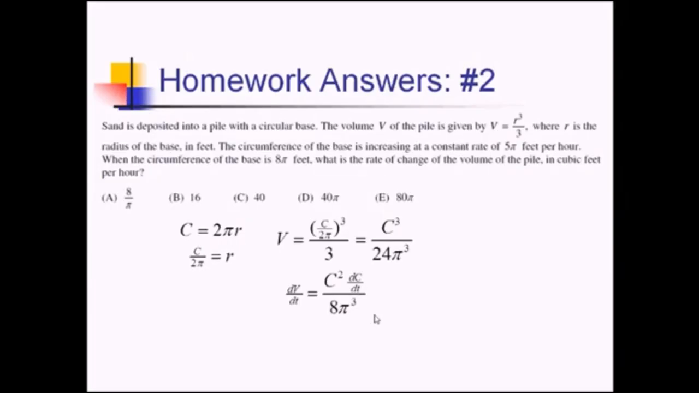At this point, there's nothing left to do except plug in what I know about the circumference and dc over dt. So this is going to be then, let's see, they said the circumference was 8 pi, so 8 pi quantity squared times 5 pi, the rate of change of the circumference. This is a no calculator problem, so let's just carry this out to the end. We've got 64 pi squared. And then we have a pi squared and a pi. That's going to completely cancel out this pi cubed down here. So you can already eliminate any answer choices that have a pi in them. And then 64 over 8, that's 8, times 5, that gives us a grand total of 40. So choice C.